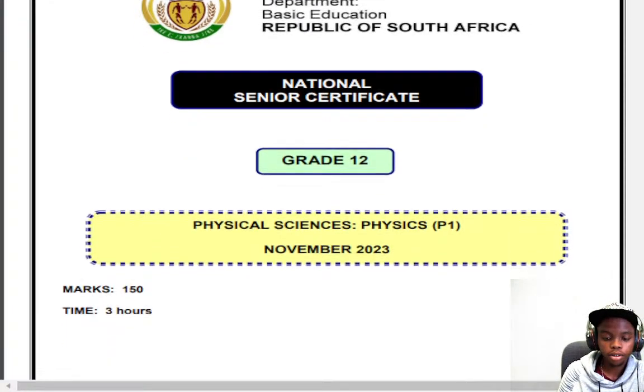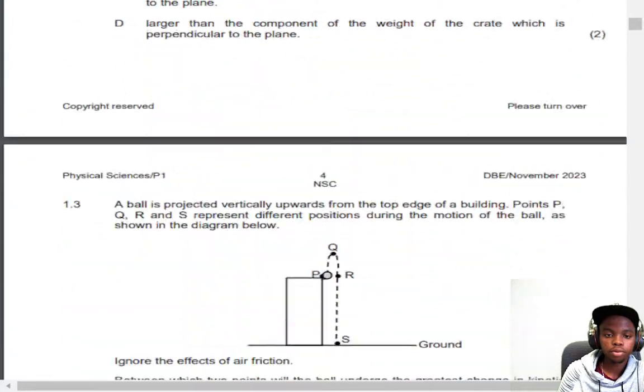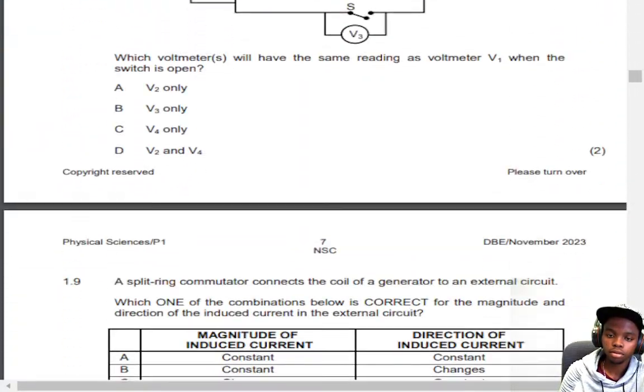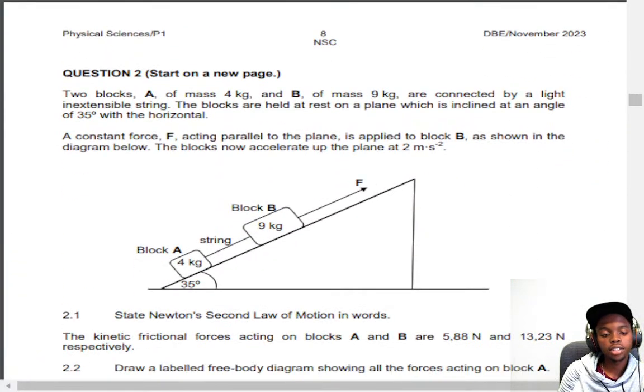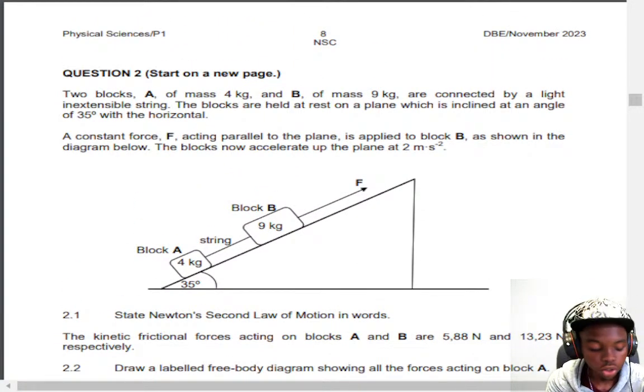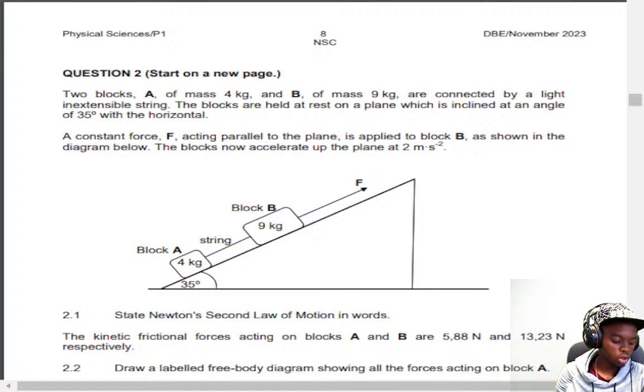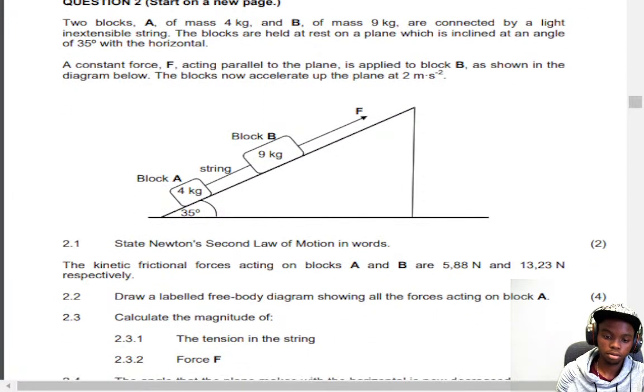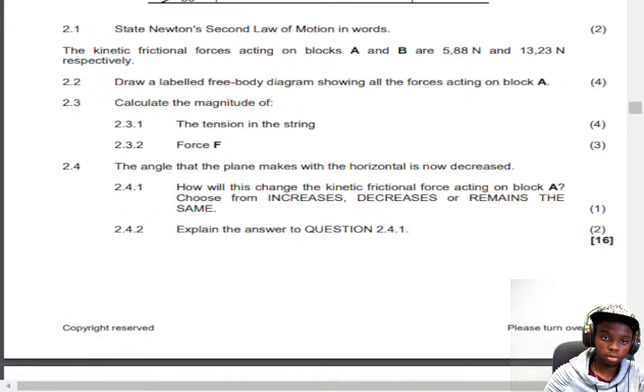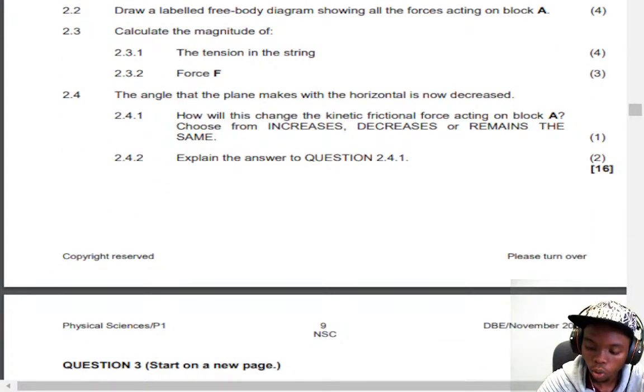Now in this question paper, we'll go. So pass question 1. Now let's start with the first question. That's question 2. Question 2, 2.1, Newton's laws. Definition. That's 2 marks. Once you remember your definition, you have 2 marks in the box.